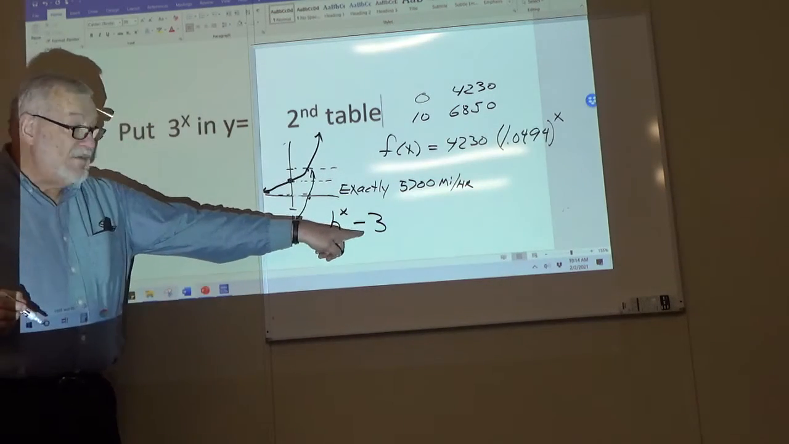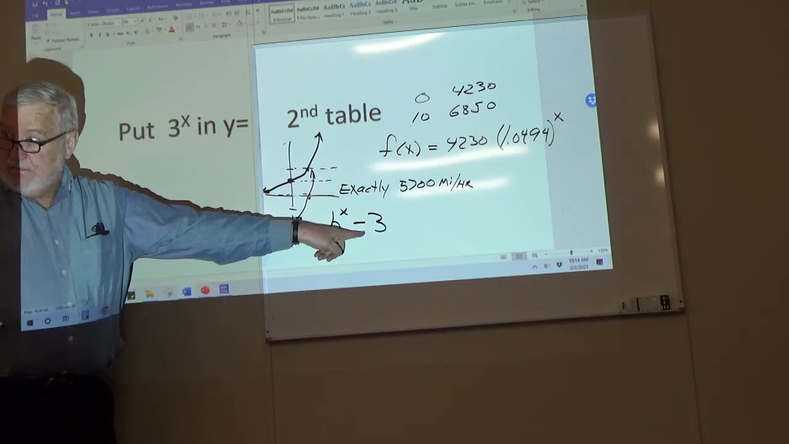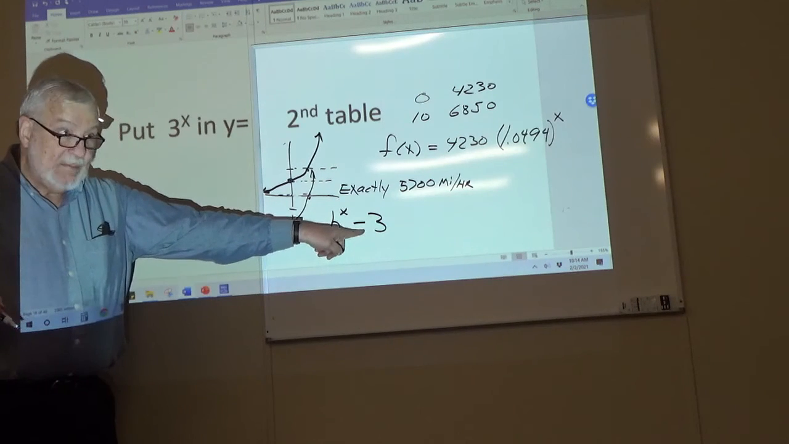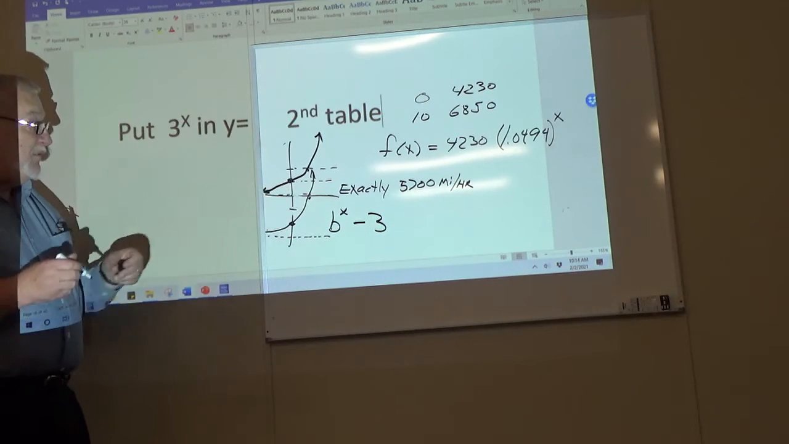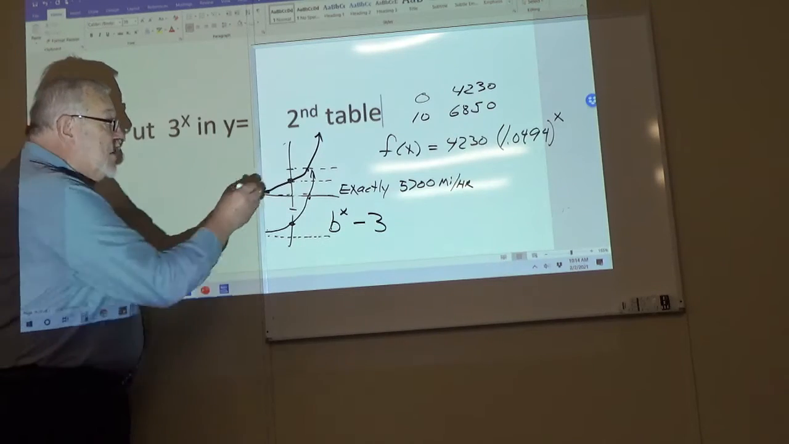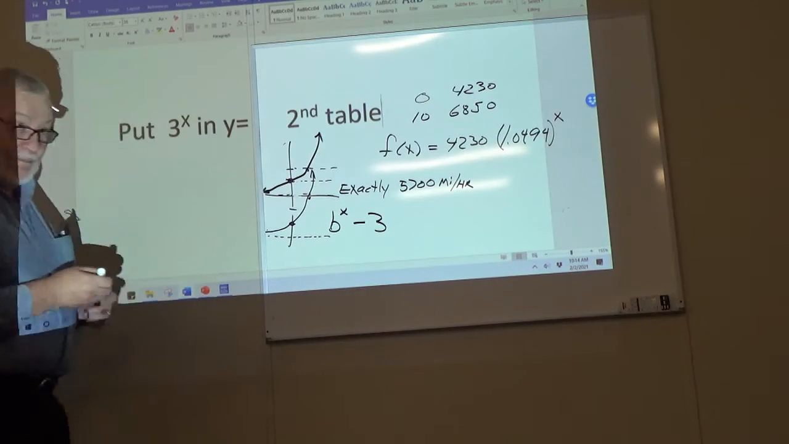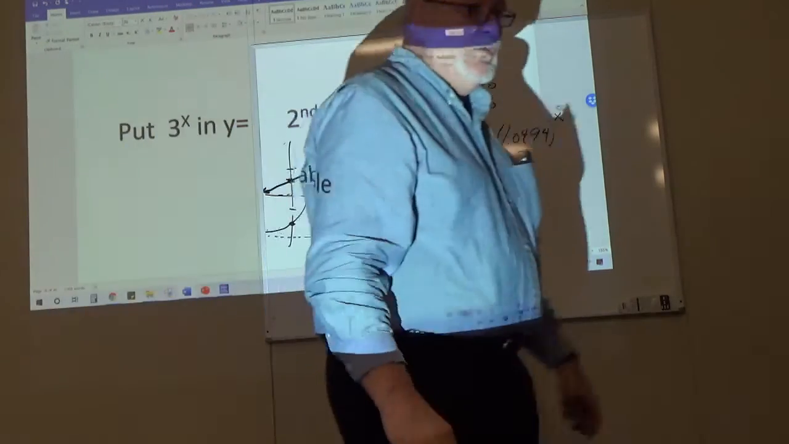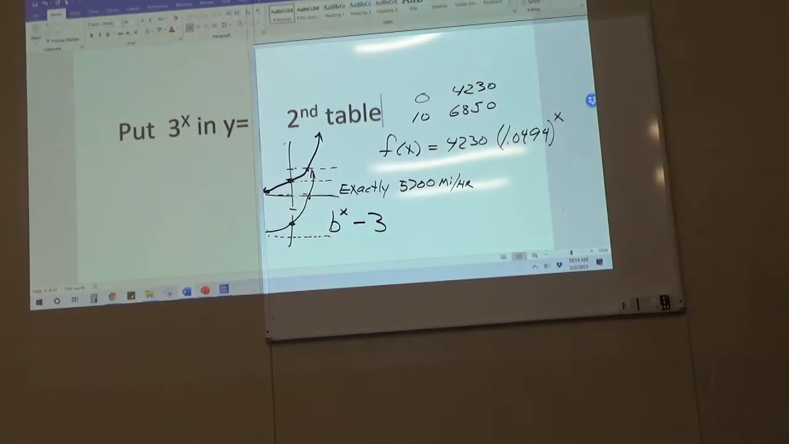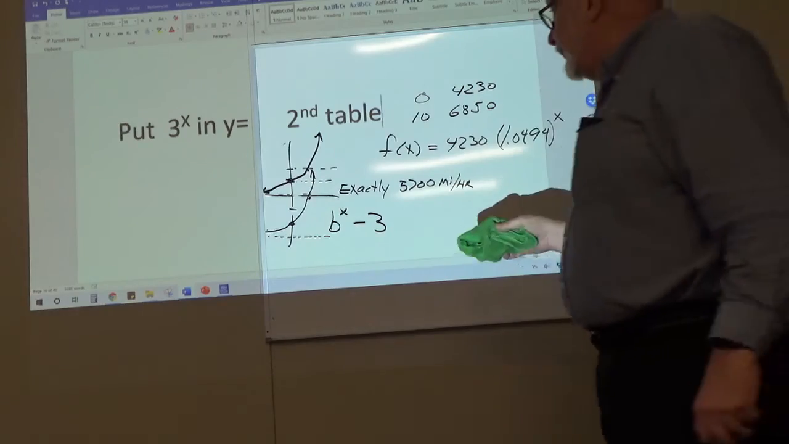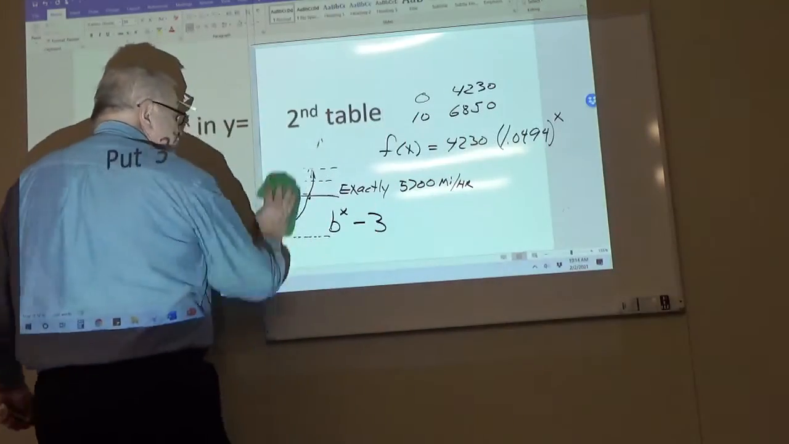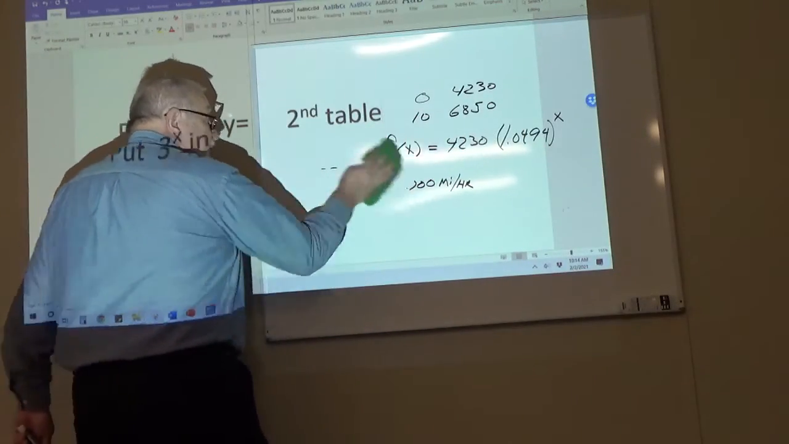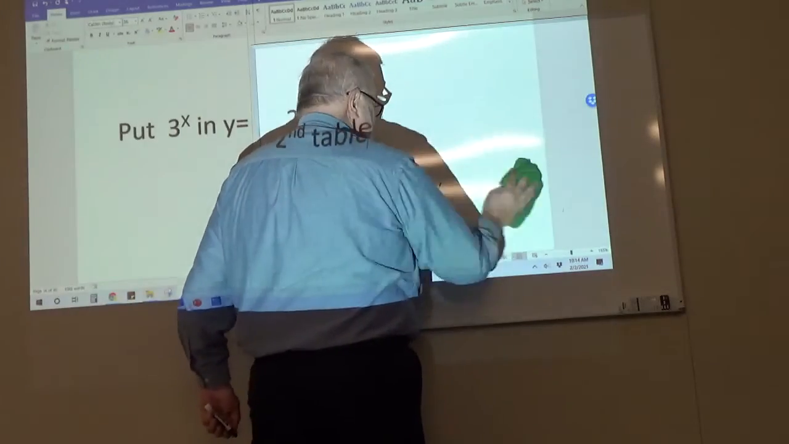So I can move it vertically with an extra number on the outside, but if this extra number is not here, they're all going to go through (0, 1). And that's my point for Algebra 2. They'll all go through (0, 1). And that's why it says in the book, graph it quickly. Because those 2 points, now let me do it this way.